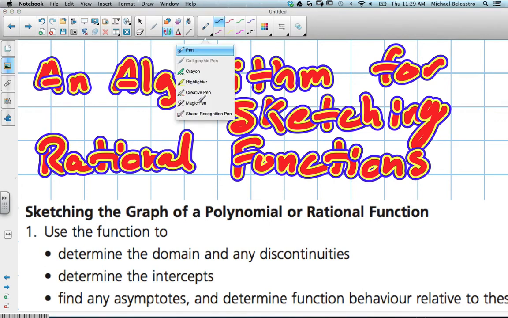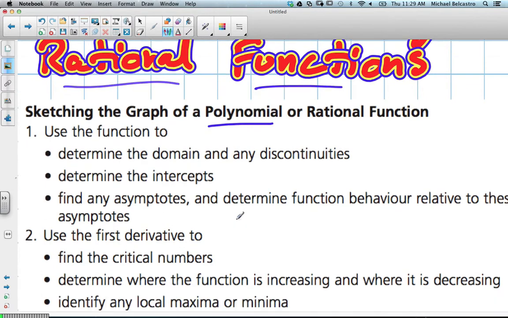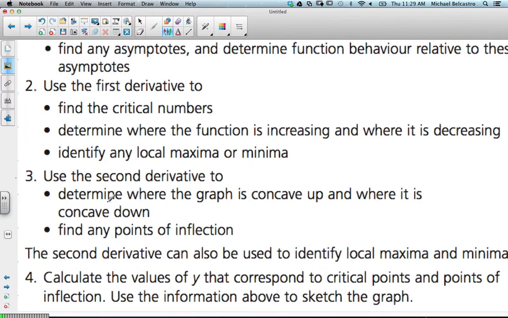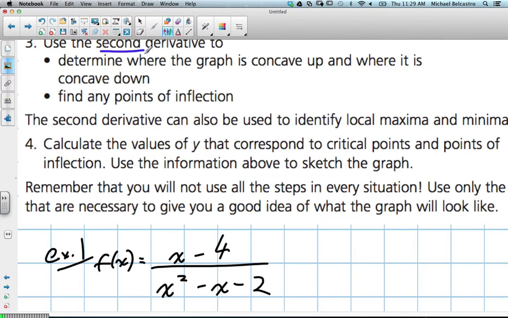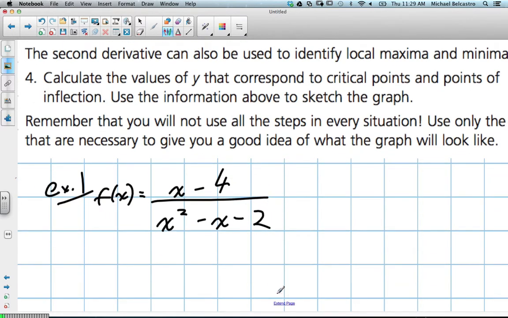Okay, so we're going to go through an algorithm for sketching rational functions. The process that we've written here is essentially identical to a polynomial function. We find intercepts if we can, use first derivatives, second derivatives. Now in this case, and you'll see as we go on, the second derivative of this function may become very difficult. So we might be able to infer concavity depending on asymptotes. So we're going to focus on asymptotes and see if we can gather what we assume this function is going to look like without going into a second derivative.